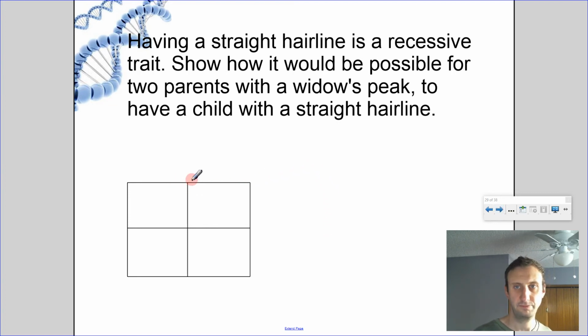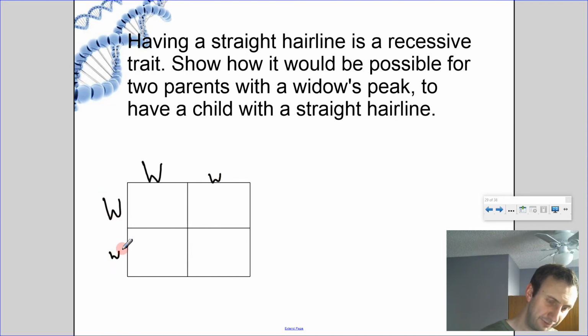So straight hairline is a recessive trait. Widow's peak is the dominant trait. So if I had two parents with a widow's peak, could they end up actually having a kid with a straight hairline? So what we need to have a kid that's lowercase w, lowercase w. So in order for us to get that, that means that both parents must have a lowercase w to give.